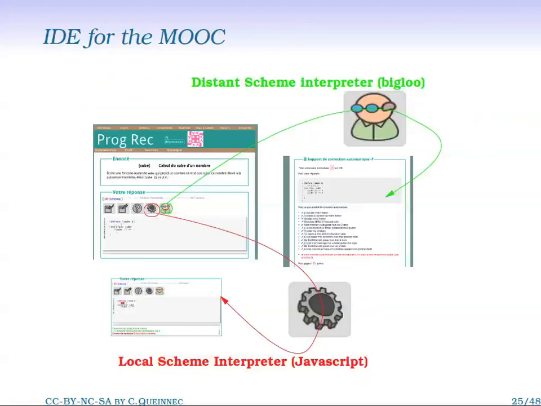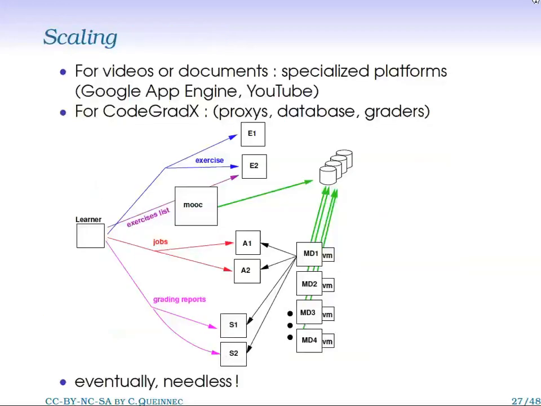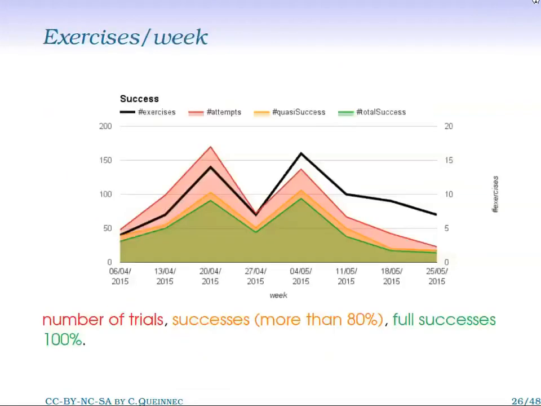There is another button, which is this one, which says, well, now that I have tested my program locally with the integrated Mr. Scheme environment, I can send it to the infrastructure in order to get the grading report. And the grading report looks like that. So it's a very verbose thing that mentions every step of the grading scripts. Let me show you.